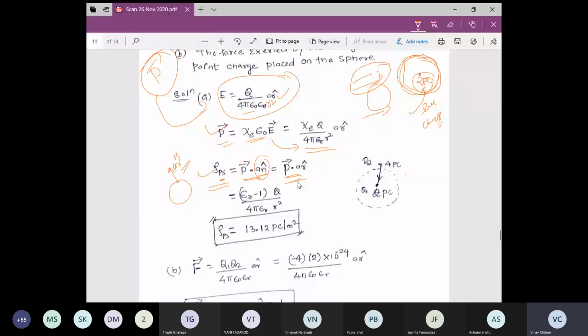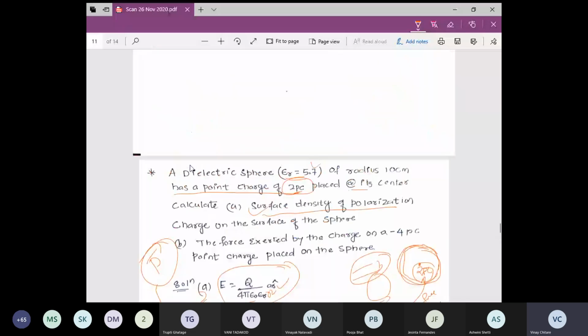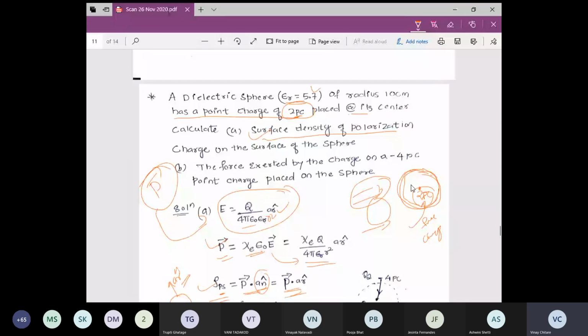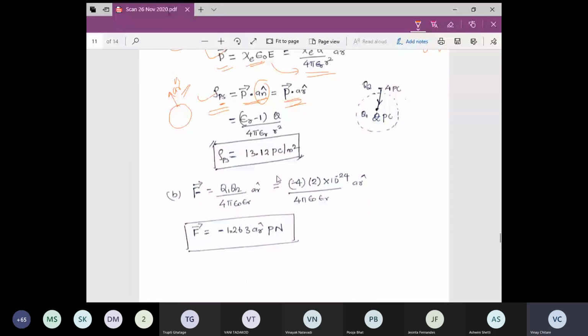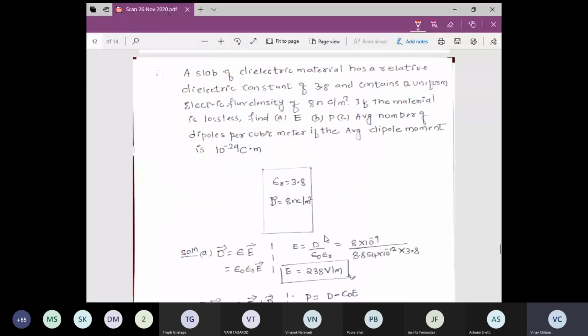And next you need to find the force between this 2 picocoulomb and the 4 nanocoulomb which is placed on the surface of the sphere, and that we can do using Coulomb's law. That's good. Then I think this is quite a similar kind of problem. I think you can really go through this one. I have written it in quite some detail.